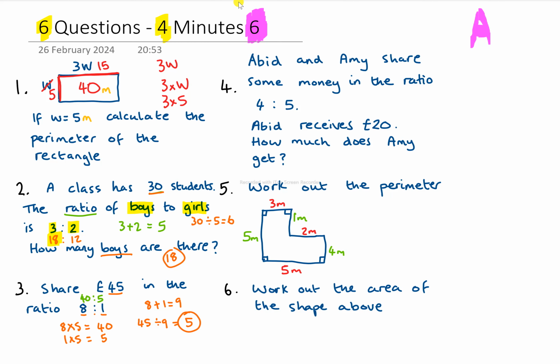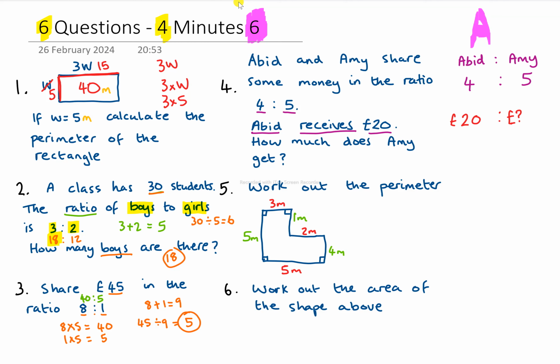Right, let's look at this one. Abid and Amy share some money in the ratio of 4 to 5. Now this is a slightly different question. Abid receives £20. So let me start here. 4 to 5. Abid and Amy. Right. Abid gets £20. We want to know how much Amy gets.